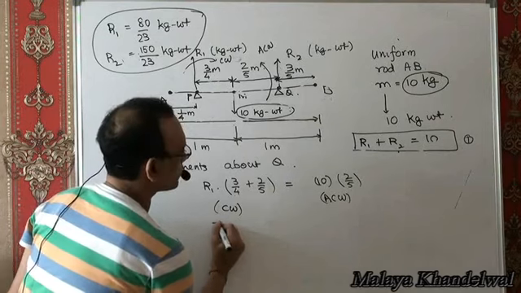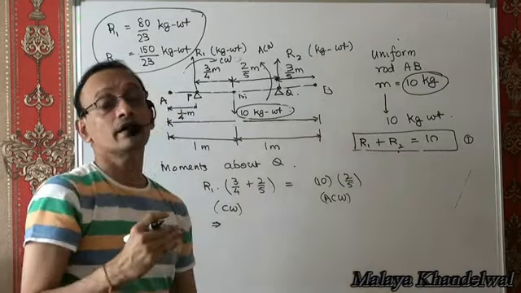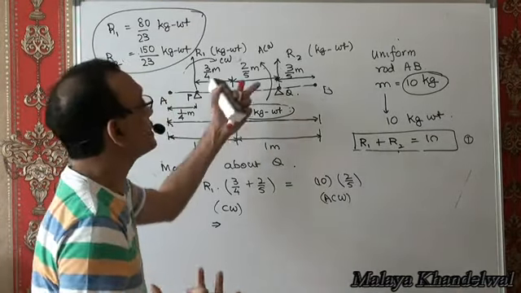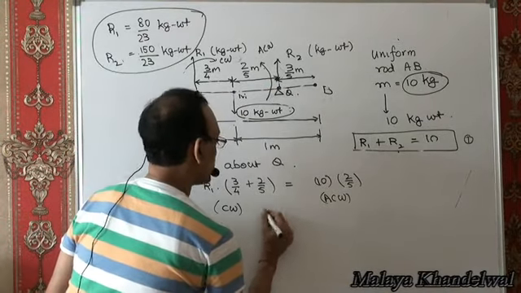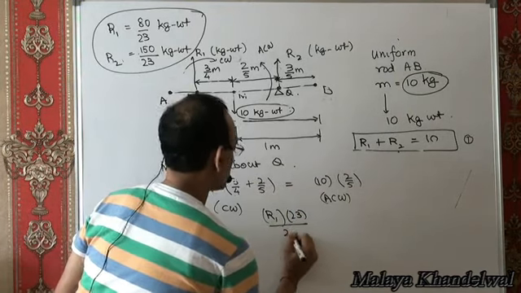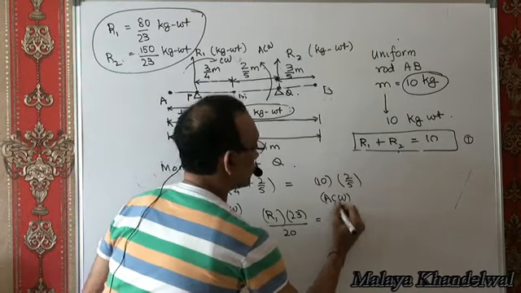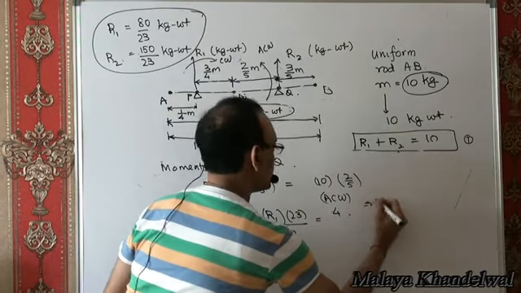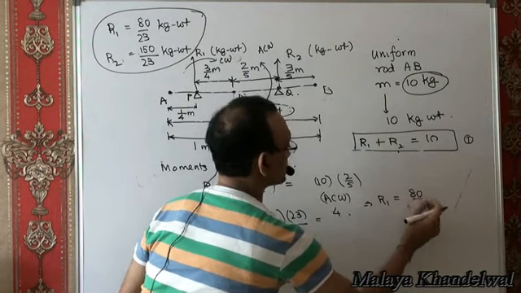If they are equal, let's see what R1 turns out to be. Why should they be equal? Because their algebraic sum must be 0, right? And that is what would guarantee rotational equilibrium of this rigid body. So we have R1 into 15 plus 8, 23, divided by 20, equal to 4. So that gives me R1 equal to 80 by 23 kg weight.